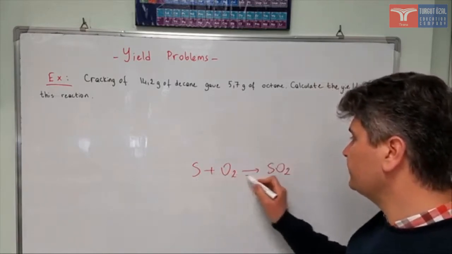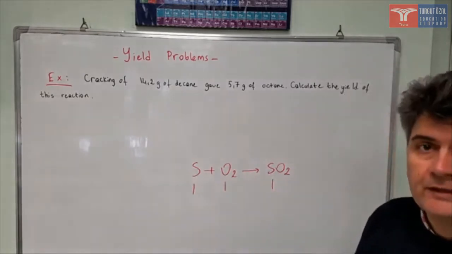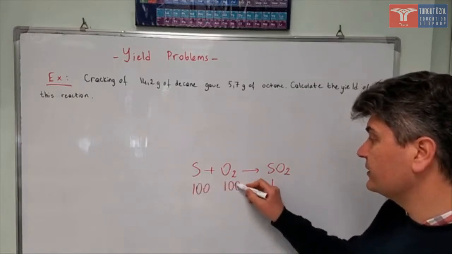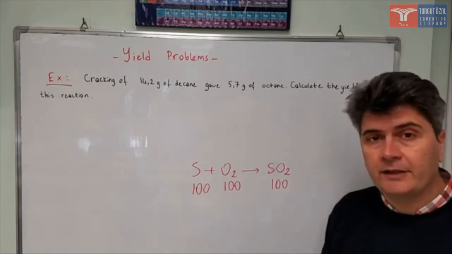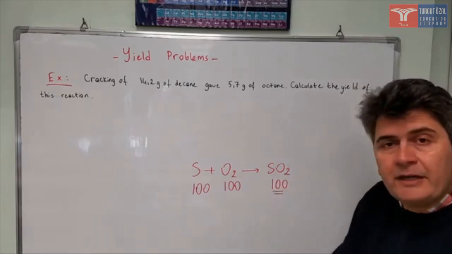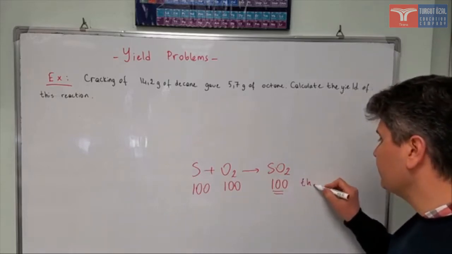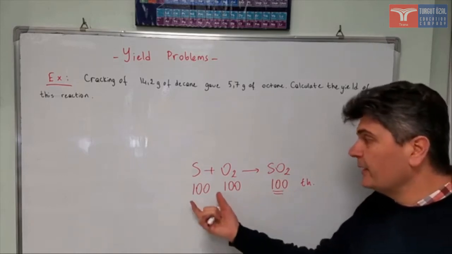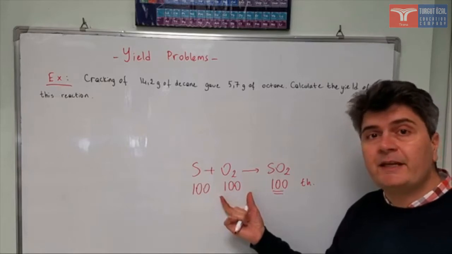From the coefficients you can easily say that 1 mole of sulfur is reacting with 1 mole of oxygen to give you 1 mole of sulfur dioxide. And if you have 100 moles of these, it's going to react with 100 moles of oxygen and you'll get 100 moles of sulfur dioxide. But this is the quantity that you assume to get, that you get in theory only. Never in practice can you get 100 moles of sulfur dioxide from 100 moles of sulfur and 100 moles of oxygen. It will always be less.